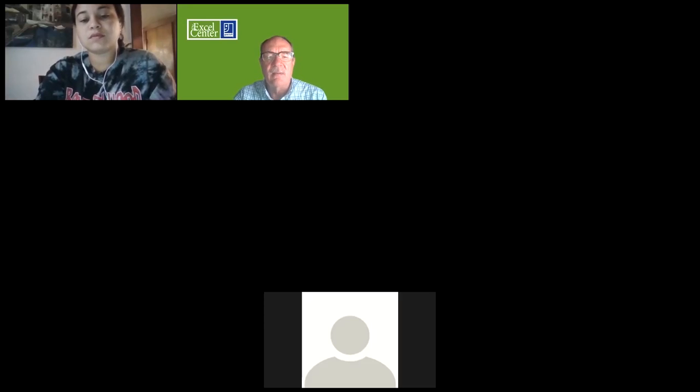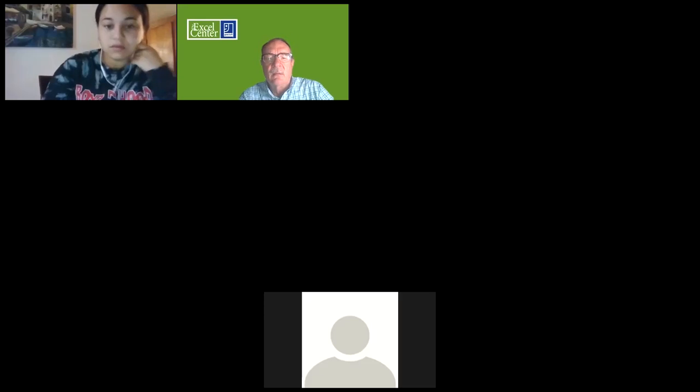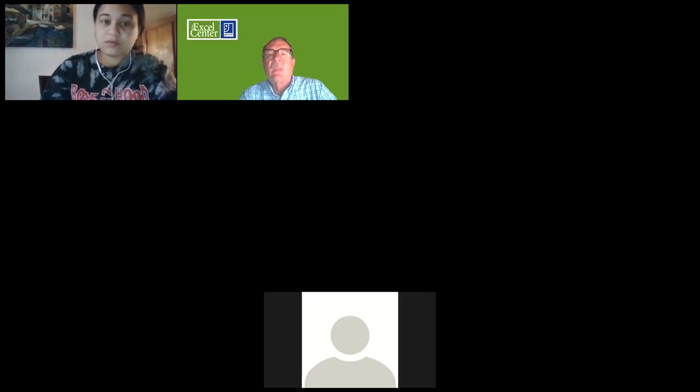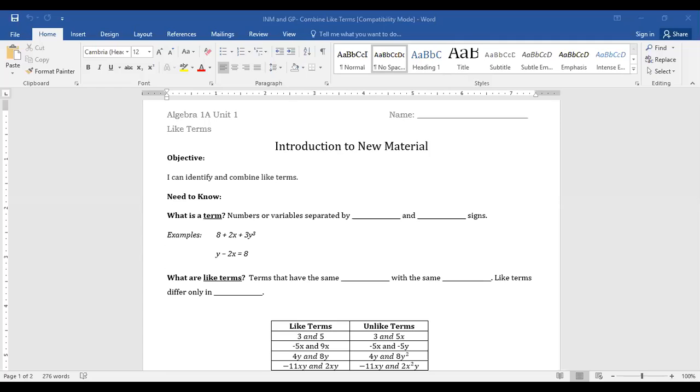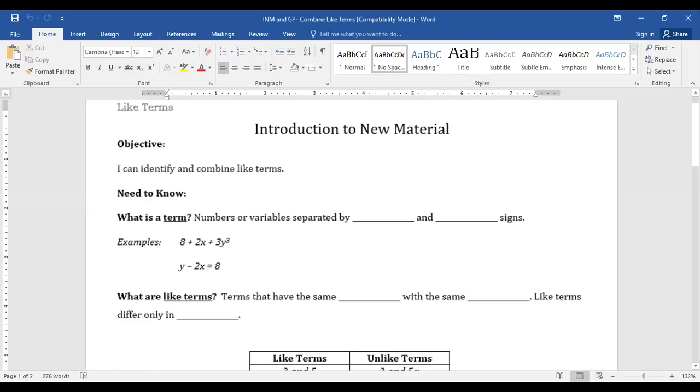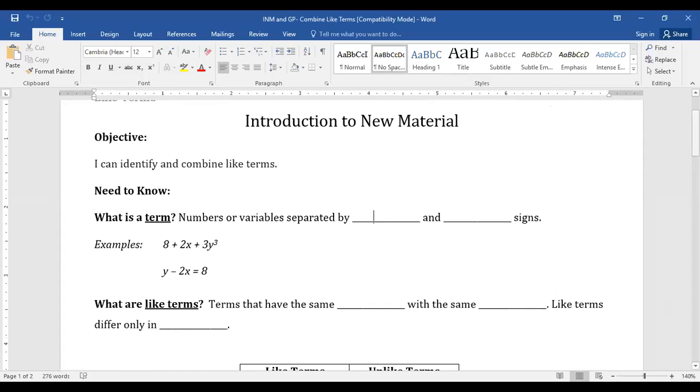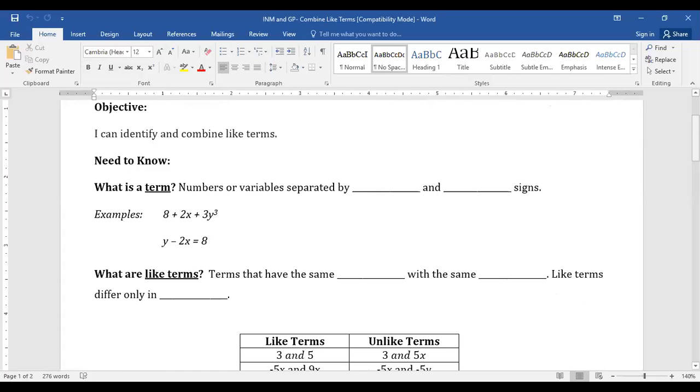Okay, today we're on day 2, algebra. So the first thing I want to talk about today is combining like terms. If you've not done a lot of this before, this may seem bizarre, but math is like a language with its own vocabulary.